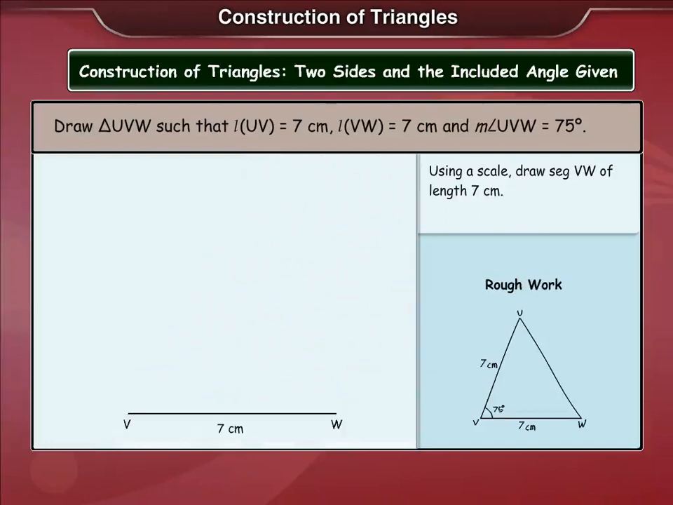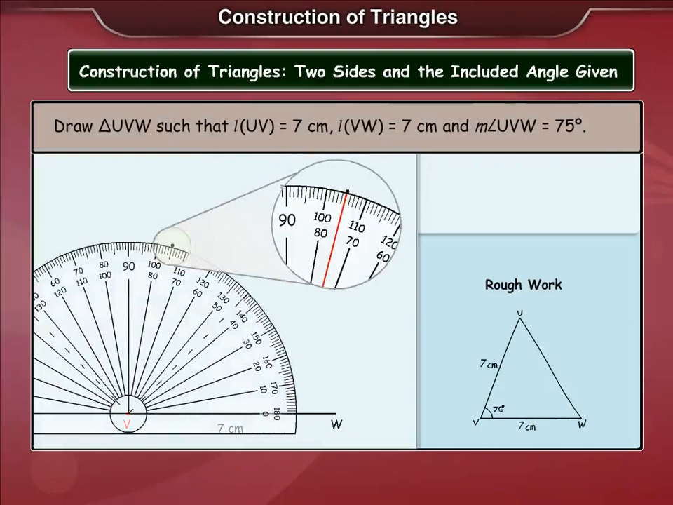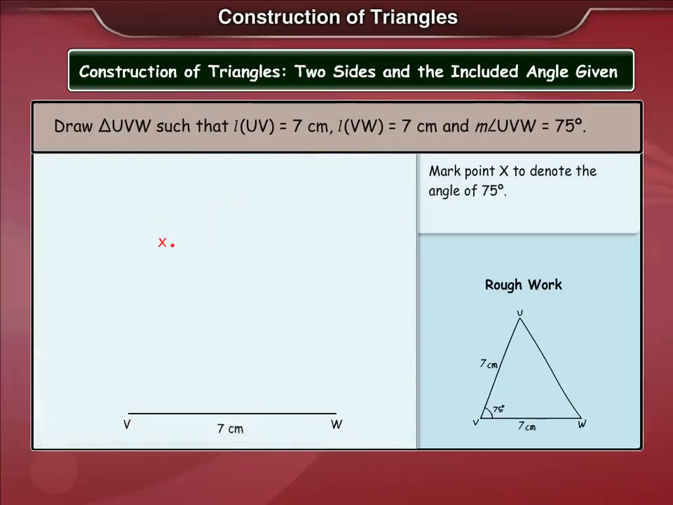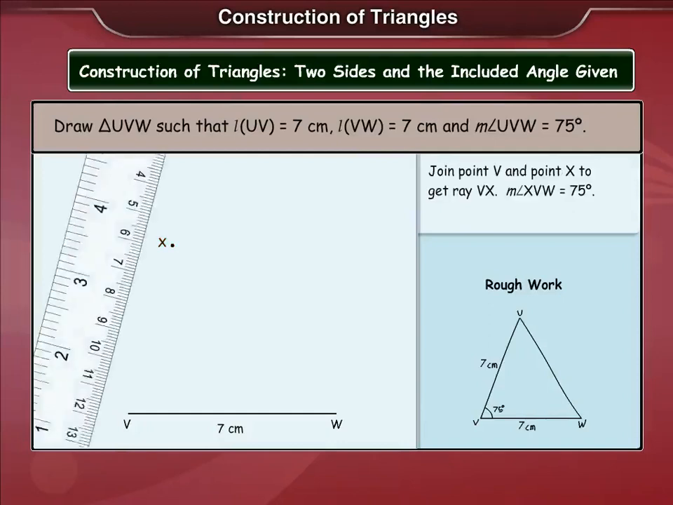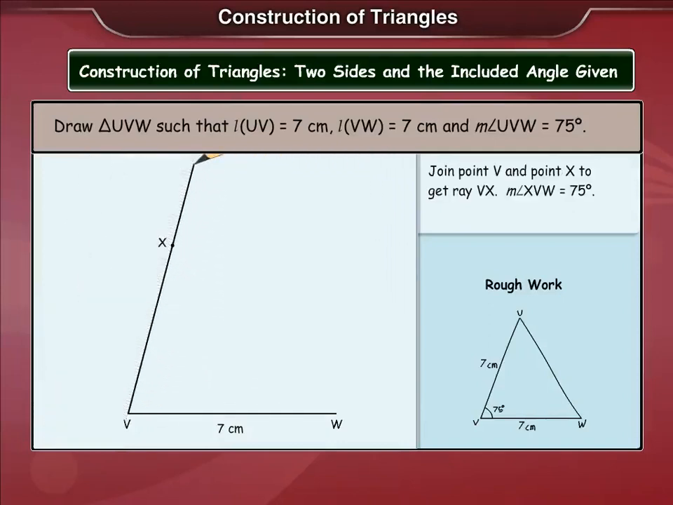Now, draw triangle UVW on the other side of VW. First, let's draw a rough diagram of the required triangle. Now, let's write the lengths of the sides of the triangle and the included angle in the rough diagram. The rough figure is as shown here. Now construct triangle XYZ as per the rough figure drawn.